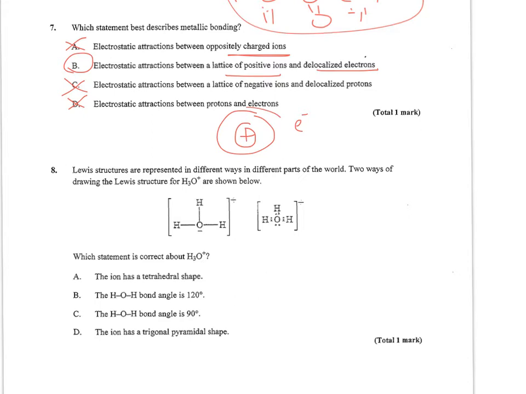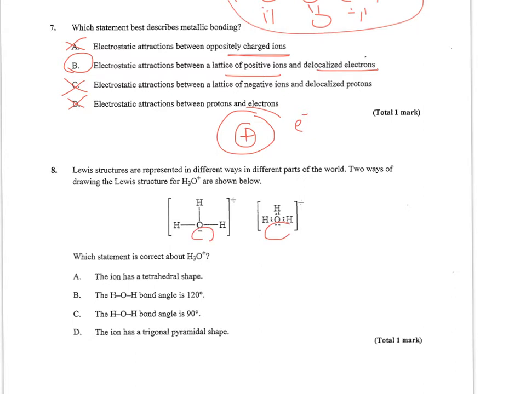Number 8 wants to know, Lewis structures are represented in different ways in different parts of the world. Two ways of drawing the Lewis structure for H3O plus are shown below. And what you should be able to pick up from both of these is that you have 3 hydrogens single bonded to the oxygen, and then you have a lone pair here, represented 2 different ways. So which statement is correct about H3O plus?